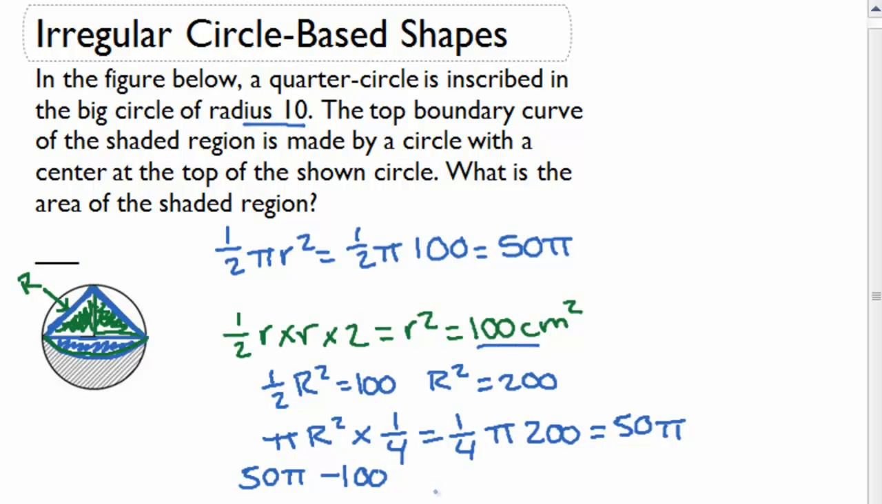But now, what we need to remember is that we're actually subtracting whatever we get from our original half of a circle. So I'm going to do 50 pi minus, 50 pi minus 100. And this gives me 100. So, what is the area of the shaded region? 100 centimeters squared.